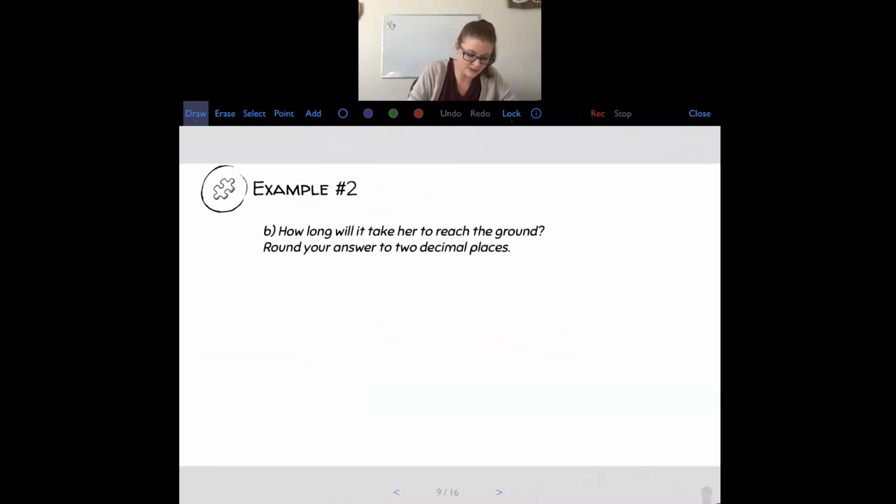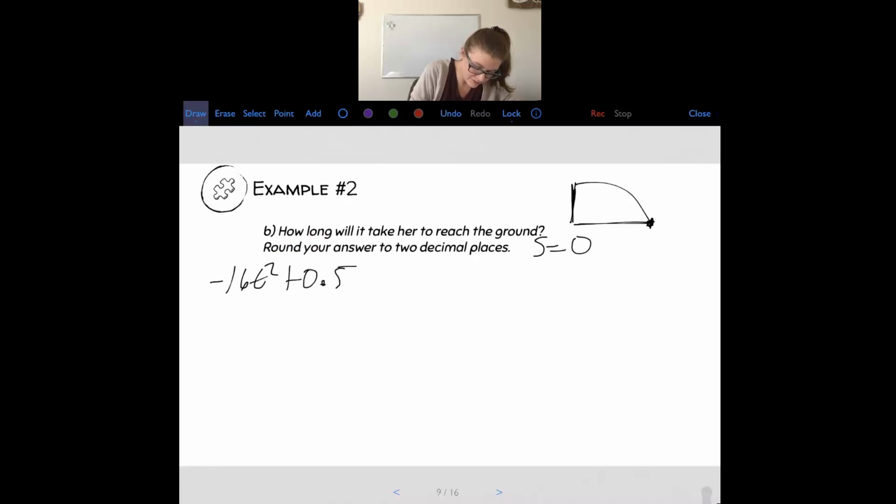Next, how long will it take her to reach the ground? Round your answer to 2 decimal places. Again, a visual. As she's jumping, here's where she reaches the ground. Remember, S is distance from the ground. So when you're reaching the ground, that means S is equal to 0. So what we do with our equation is we set S equal to 0. So we have negative 16t squared plus 0.5t plus 2 is equal to 0. And we'll use the quadratic formula once again.